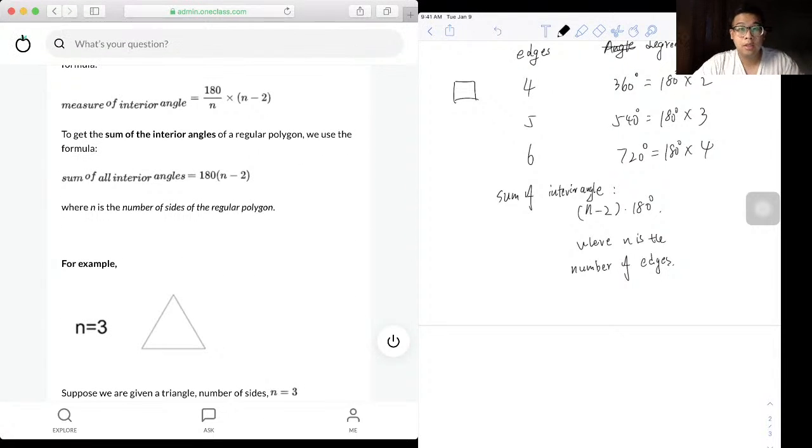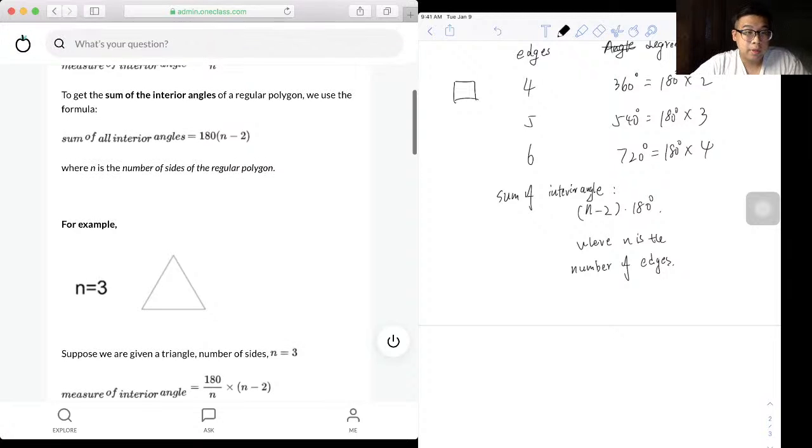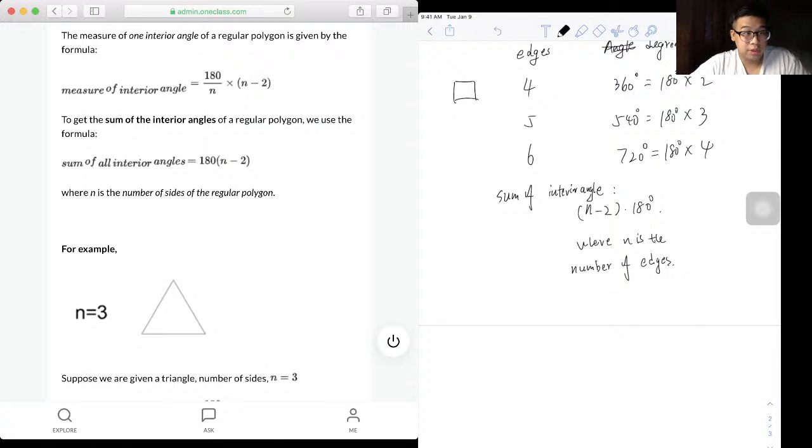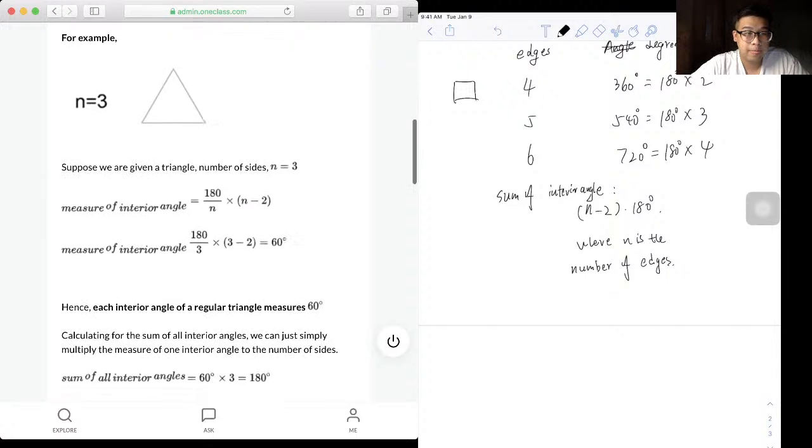Yep. So as we can see here, the sum of all interior angles equals 180 degrees times n minus 2, where n is the number of sides of the regular polygon.